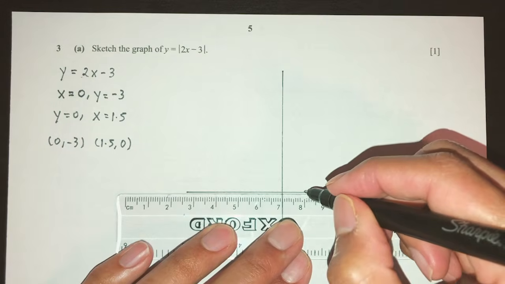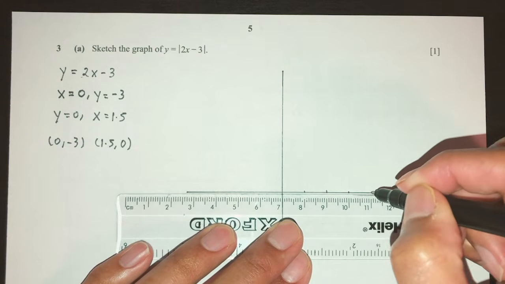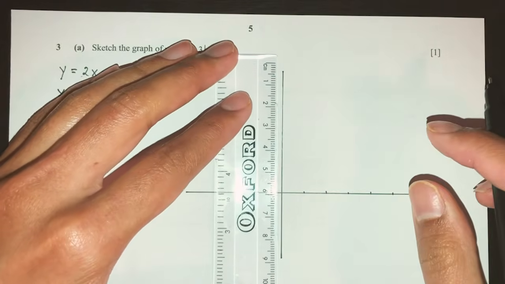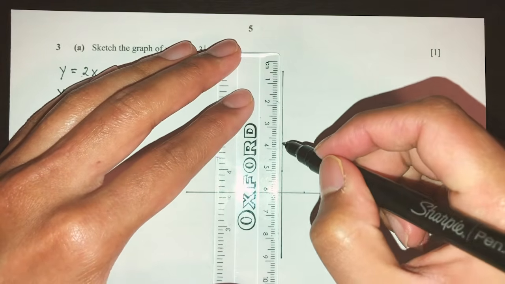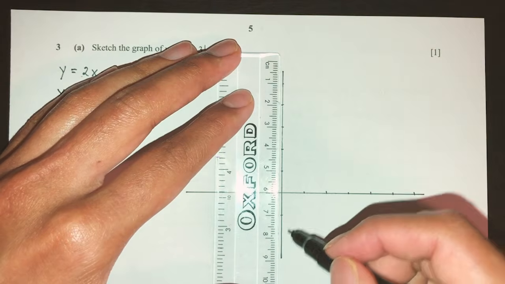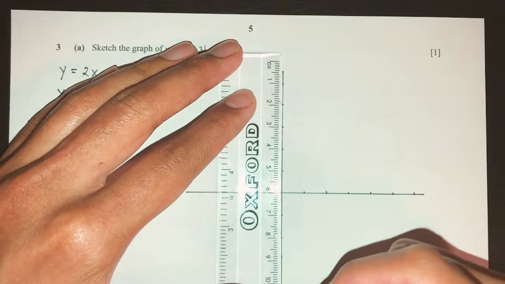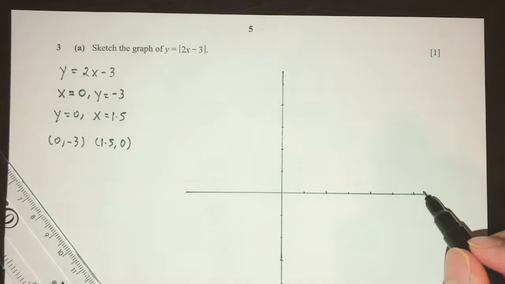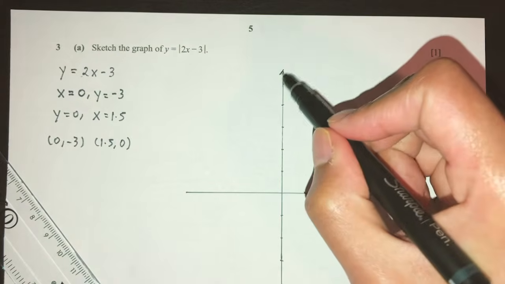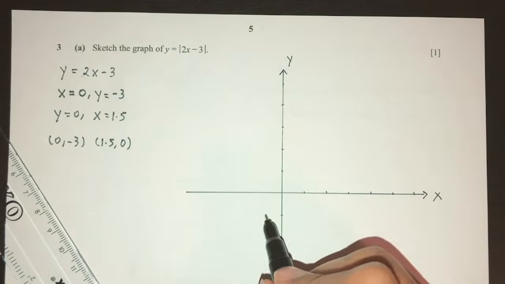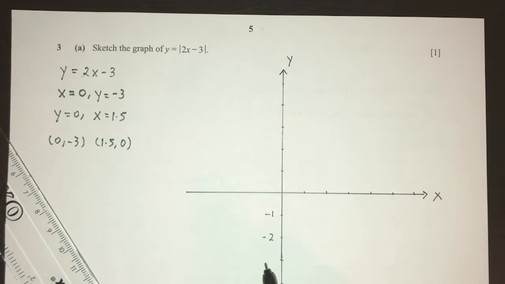Okay, let's mark them. So 1, 2, 3, 4, 5, 6. Top will be 1, 2, 3, 4, 5. 1, 2, 3, 4. Okay, that is your x, and that is your y. And the first point here I have is 0, minus 3. So let's label this minus 1, minus 2, minus 3.